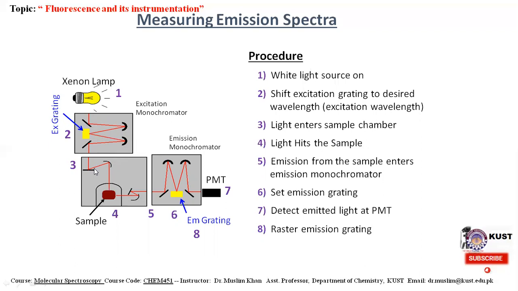Then light hits the sample, and emission from the sample enters the emission monochromator. Set the emission grating to your desired wavelength, and then this emission light is detected at the photomultiplier tube. So the EM grating, the emission grating, is used in this emission monochromator.